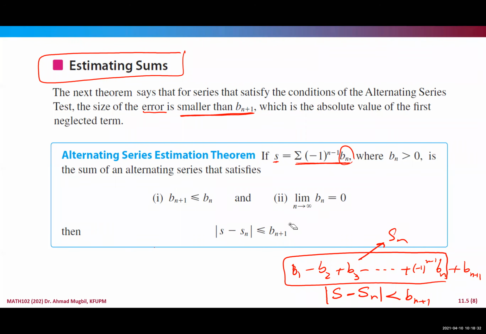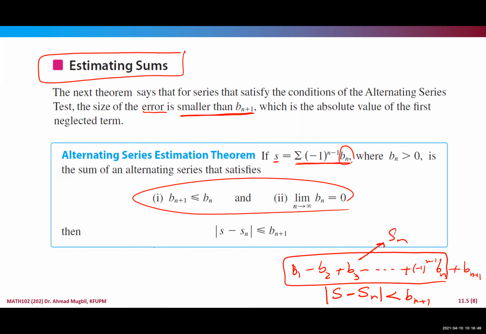Now, what we said: if we have a series that is convergent, this is only for alternating series. If we have an alternating series that is convergent and its sum exists, and it satisfies the conditions of the alternating series test, then the absolute value of the difference between the exact sum and the approximated one is always less than Bn plus 1. And this is amazing. It will always be less than the term after the nth term.